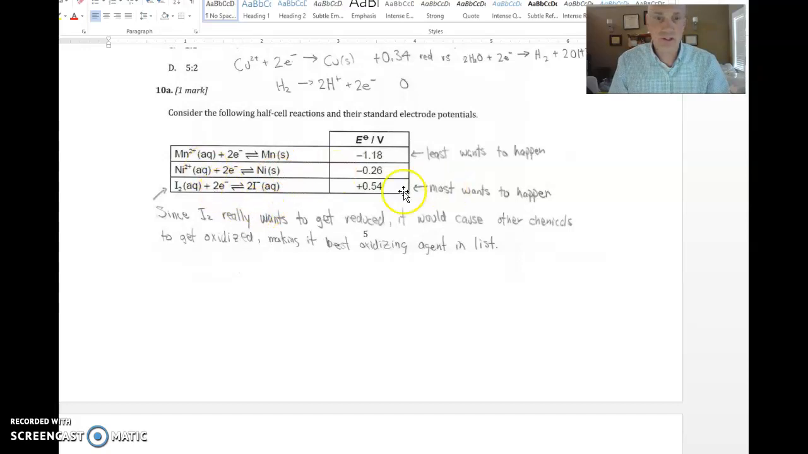But when you're looking at this, just remember that the thing that's most positive most wants to happen as written, as that reduction. Things that are the most negative are things that would be most likely to occur in the opposite direction. All right, and if you're just looking at this, remember there's that rule of thumb. The lower things on the list, the things on the left, they really want to get reduced. So that means that they would be the best oxidizer. Since they want to get reduced, their reaction accepts electrons, meaning that they could cause something else to get oxidized.